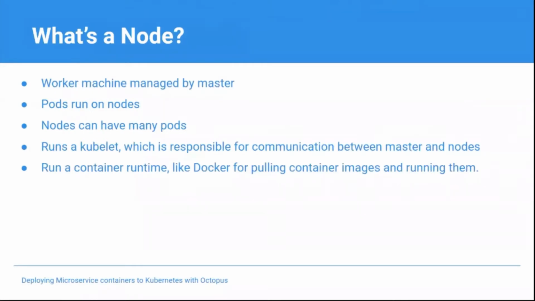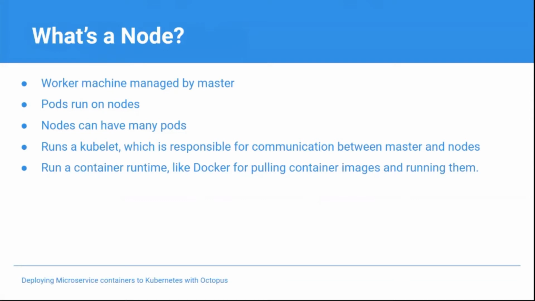So Kubernetes works in a cluster, and in each cluster you have a node. It's a worker machine managed by the master, and what you find is pods run on nodes, and nodes can have many pods. And also clusters can have many nodes. In each one as well, you run a kubelet, and the kubelet is the primary node.